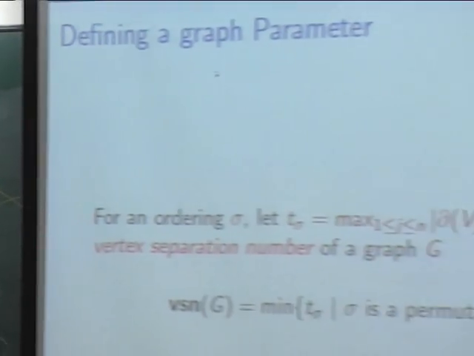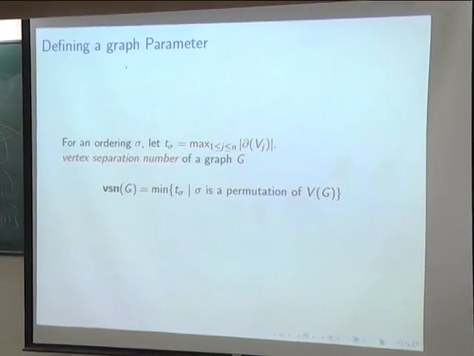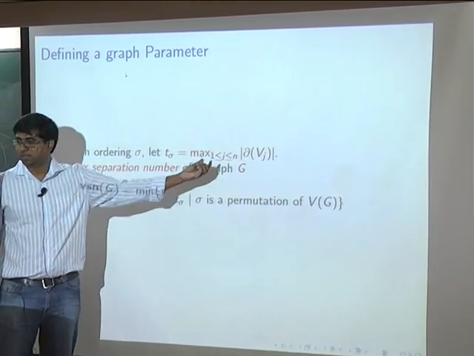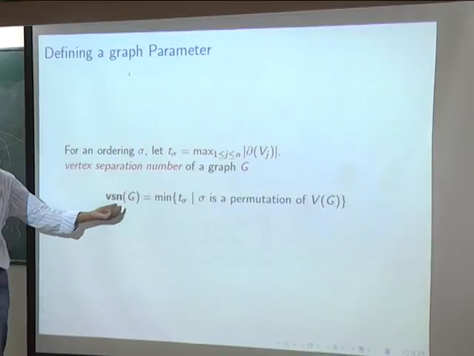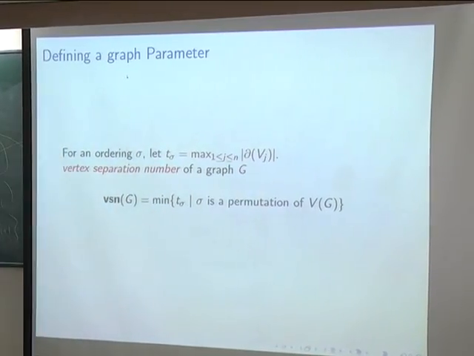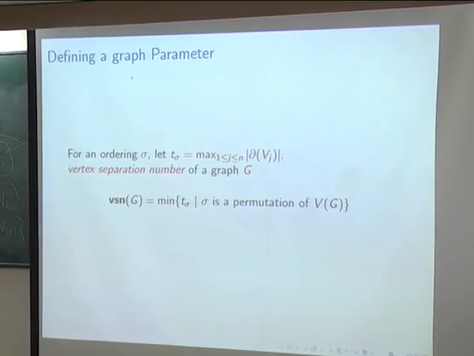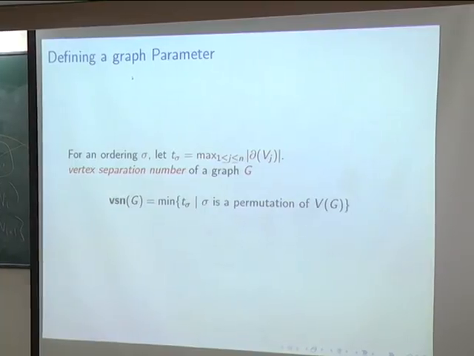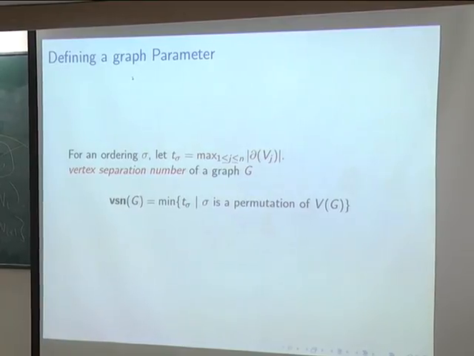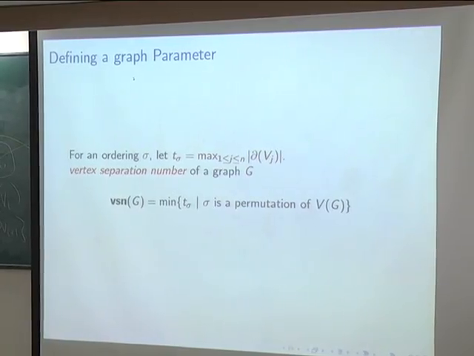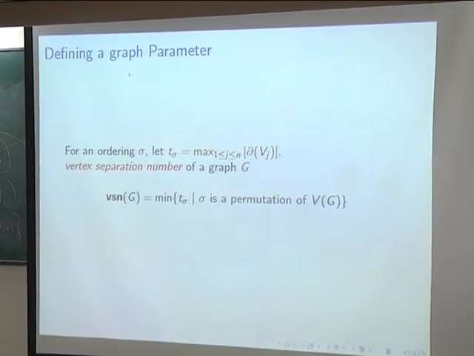So it's a tree with lecture, so you should take something away. This is my last slide. For an ordering sigma, T rho is this. Now I define what is called the vertex separation number of a graph. It is the minimum over T rho, where rho is a permutation of G. The best thing will be that I find a permutation for which the maximum of this boundary is as small as possible. So basically it is the min of max, over all permutations. Is the definition clear?